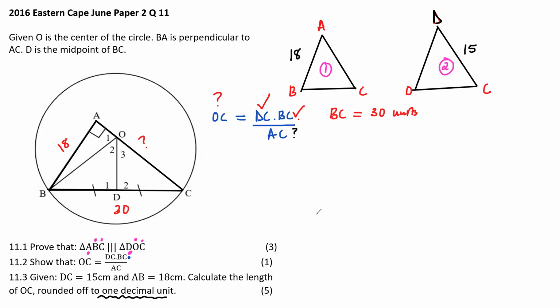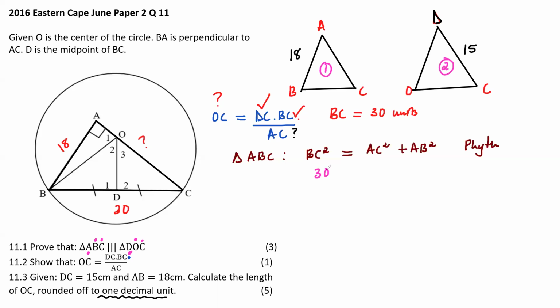Pythagoras. Yeah. So in the original diagram, if I look at triangle ABC, I can use Pythagoras' theorem to find AC. So I can say BC squared is equal to AC squared plus AB squared. What's my reason? Pythagoras.